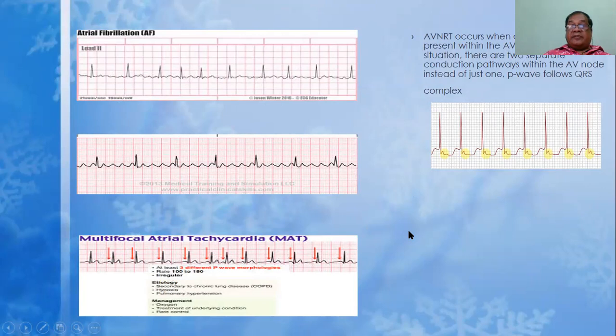In AVNRT, atrioventricular nodal reentry tachycardia, a reentrant circuit is present within the AV node itself. In this situation, there are two separate conduction pathways instead of just one. And this will give rise to a P wave following the QRS complex. One may precede, another may follow the QRS complex, because there are two separate conduction pathways.